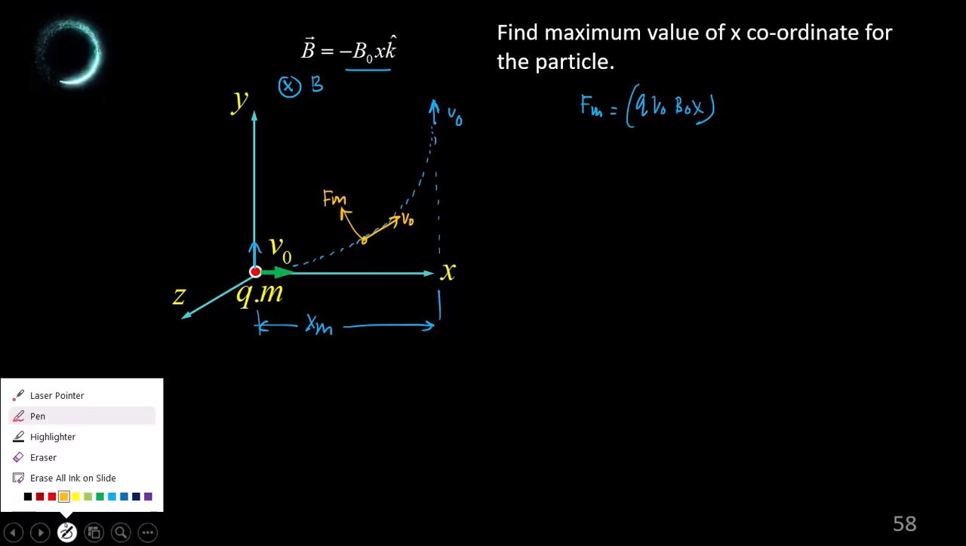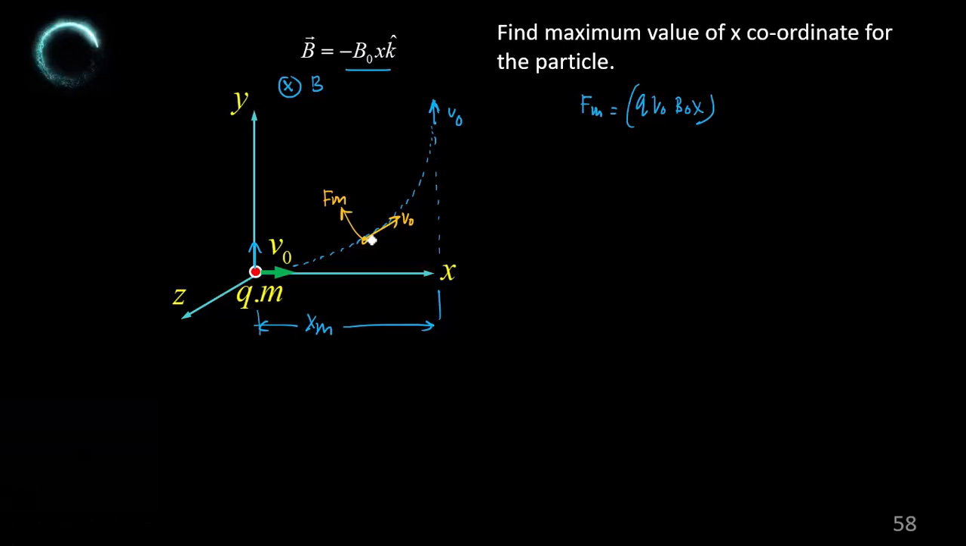Let us say the angle with the horizontal is alpha. Correspondingly this angle is 90 minus alpha, so this becomes alpha also. So the y component of the force is Fm cos alpha. Can I write F along the y direction equals Fm cos alpha? Corresponding to this, what is the acceleration along the y direction?